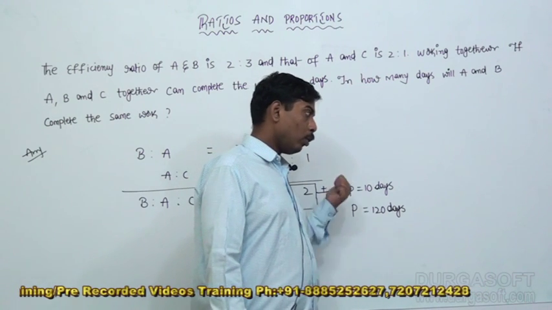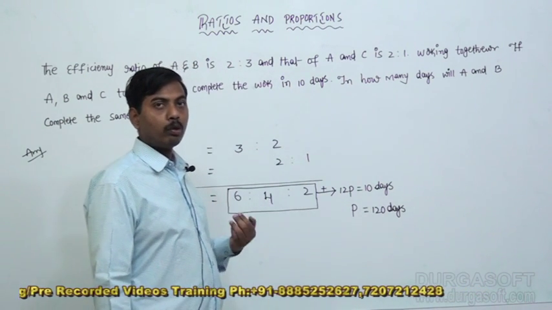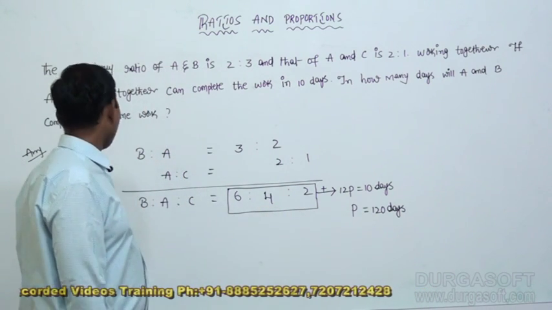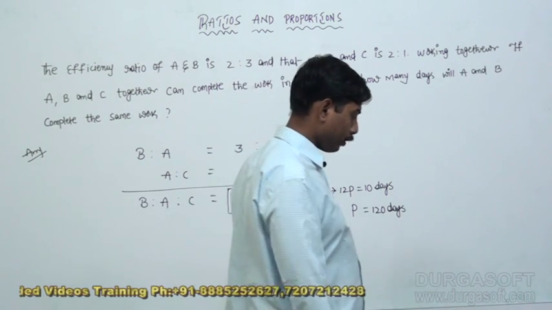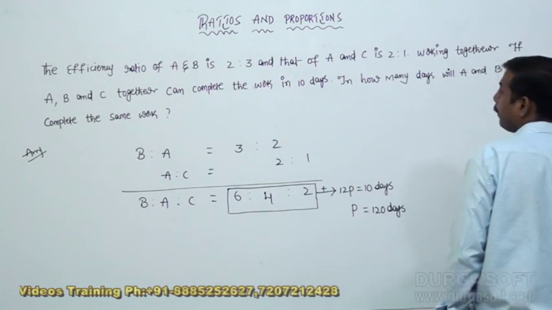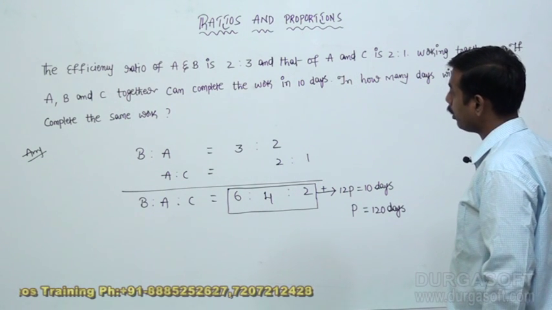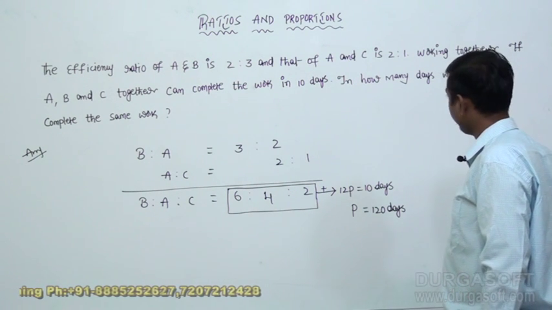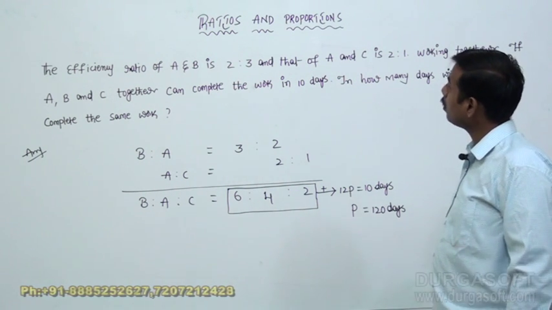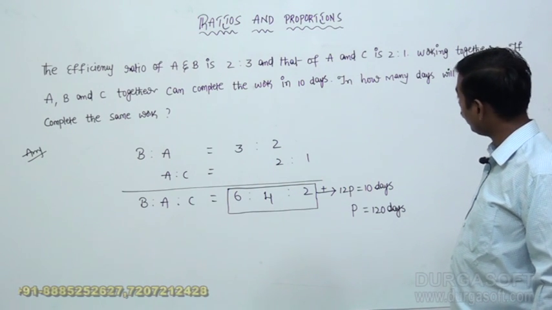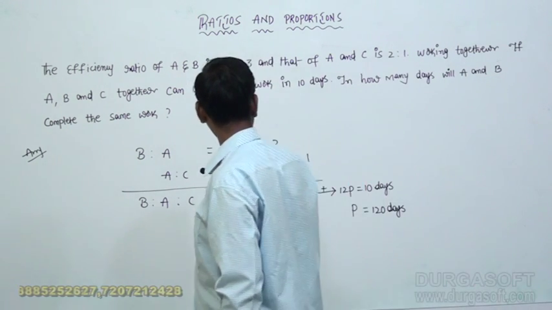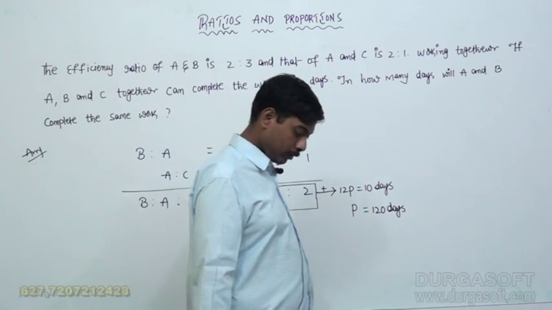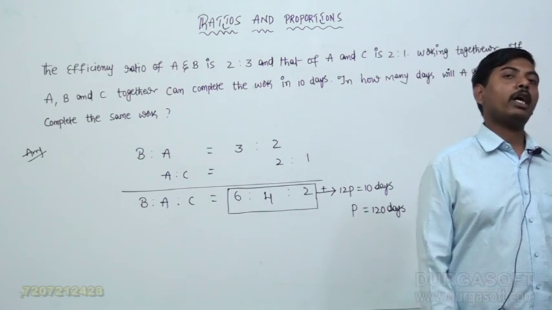One part needs only 120 days to complete a work. Now the question is, how many days will A and B complete the same work? We are not sure about the genders of A and B, let it be. How many days will A and B complete the same work? That means A and B working together, how many days do they need to finish it?